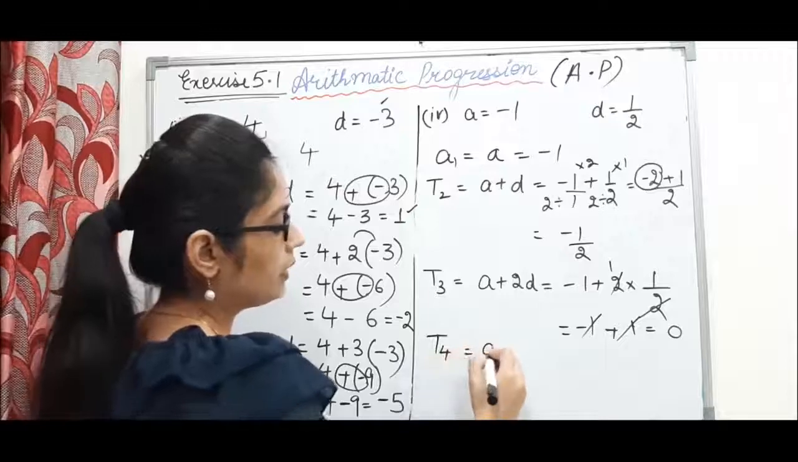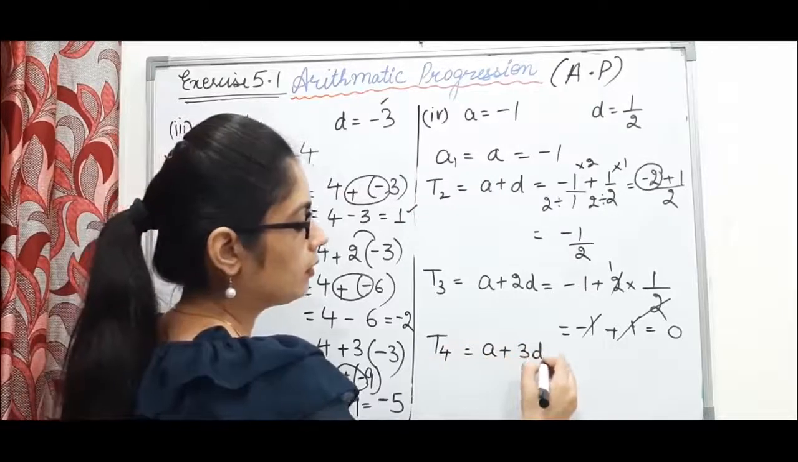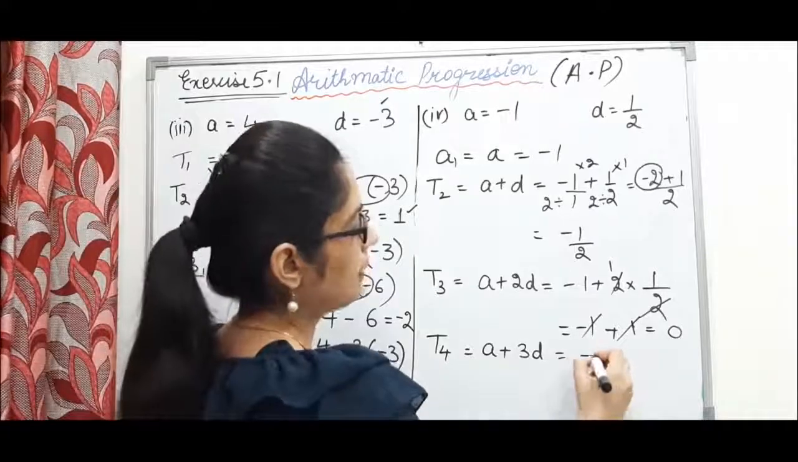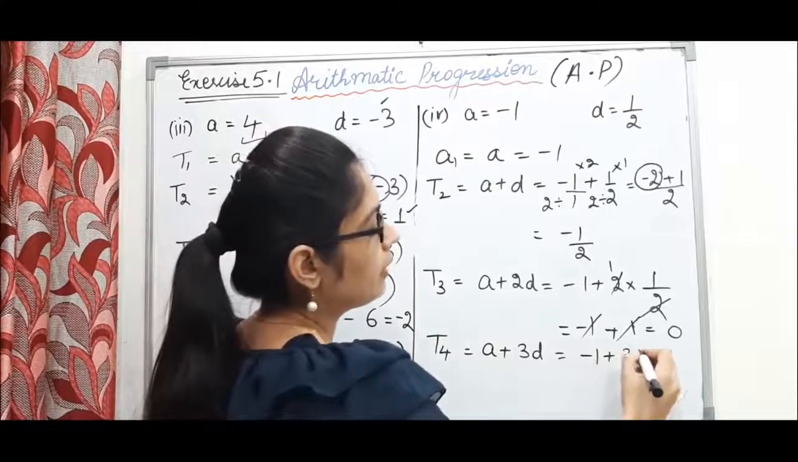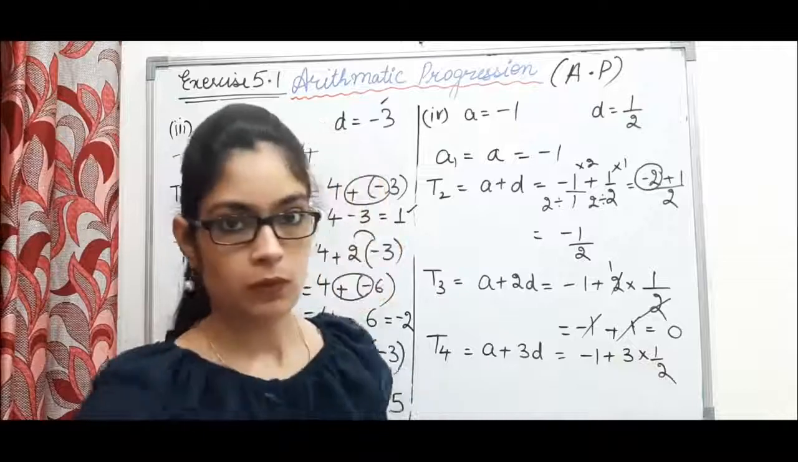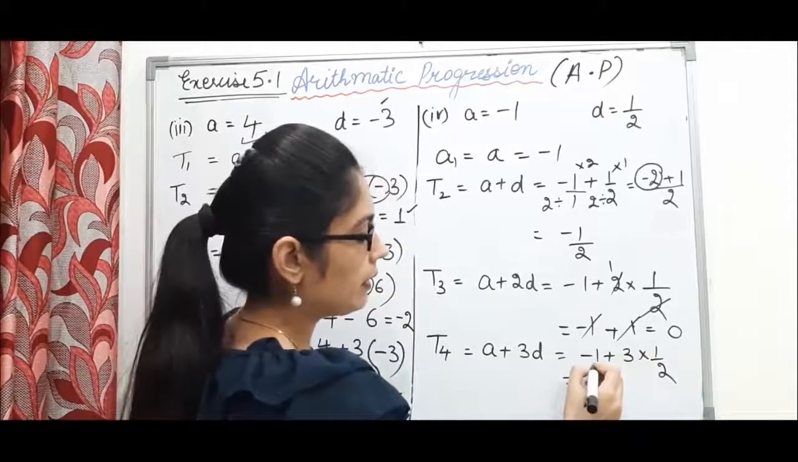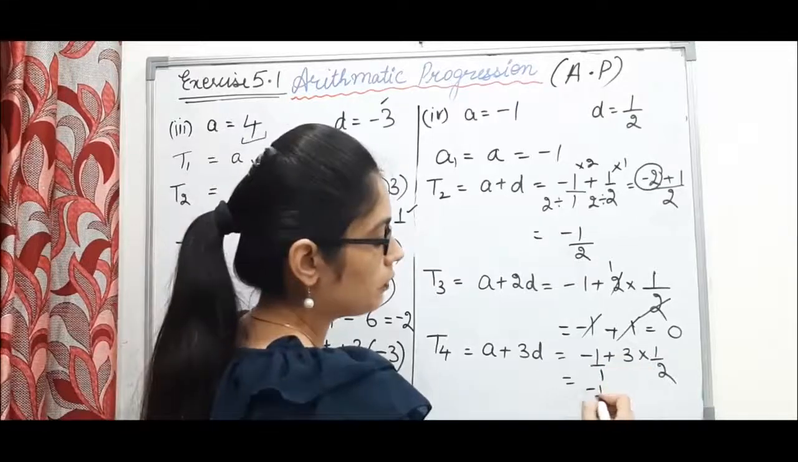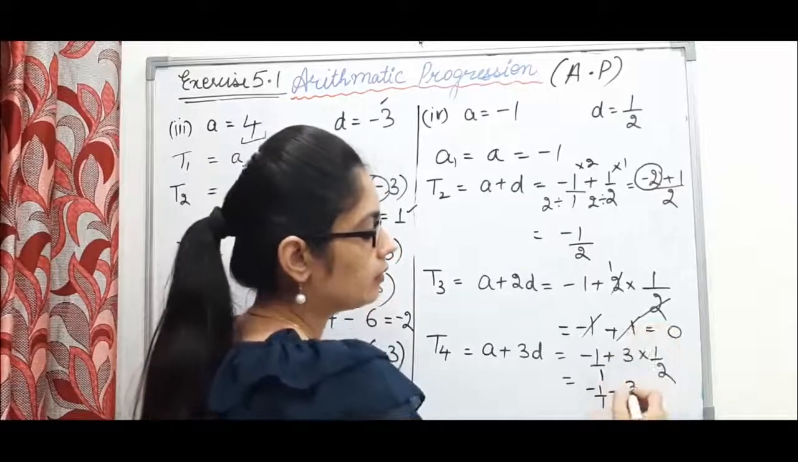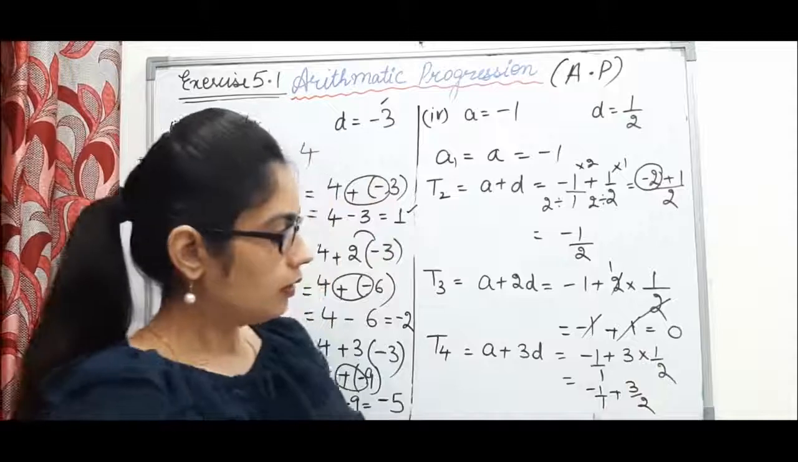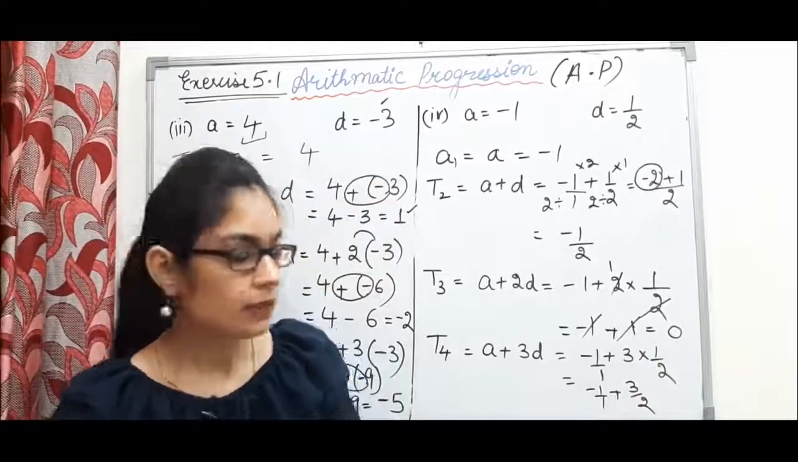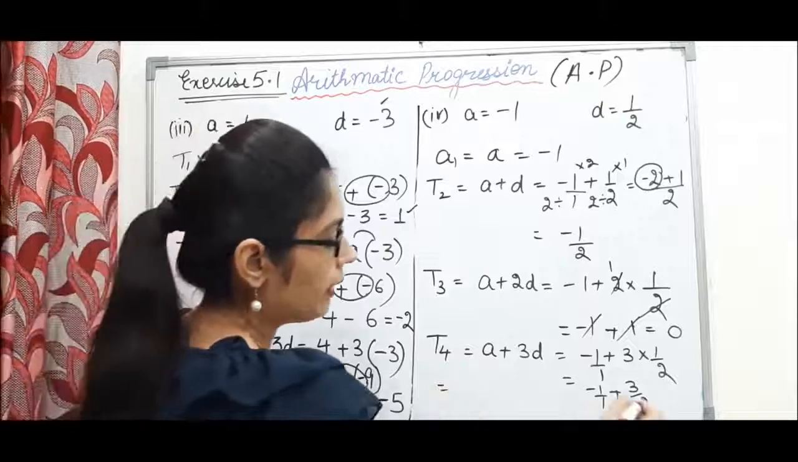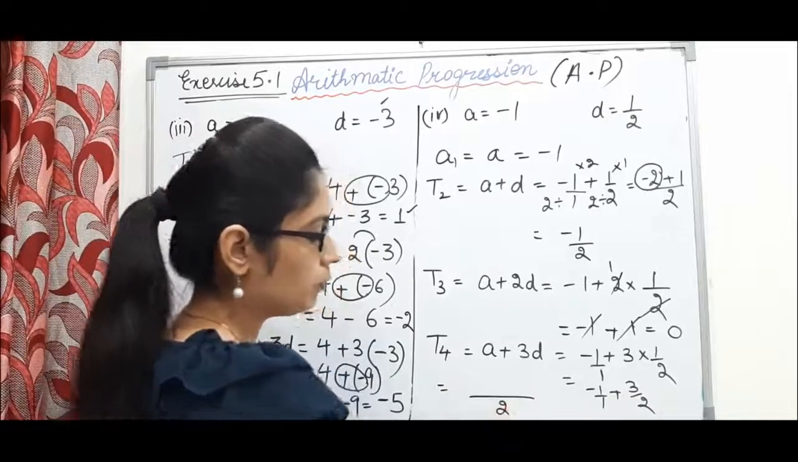Fourth term, a plus 3d. A is minus 1, 3 into d. d is 1 by 2. So, minus 1 again we can just write as minus 1 by 1, plus 3 into 1, 3 by 2. So, for addition of fractions, we have to take the LCM and then we can solve it. So, 1 and 2, if we take the LCM, it will be equal to 2.